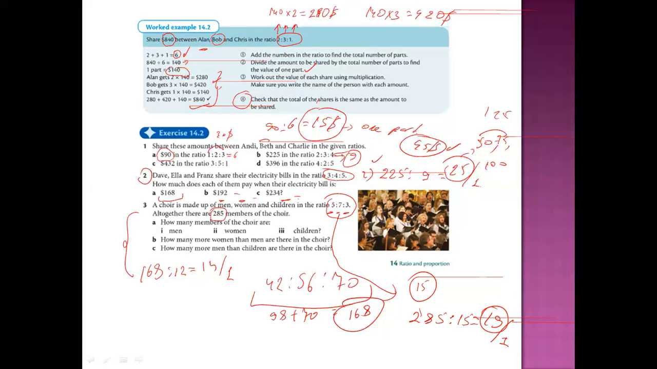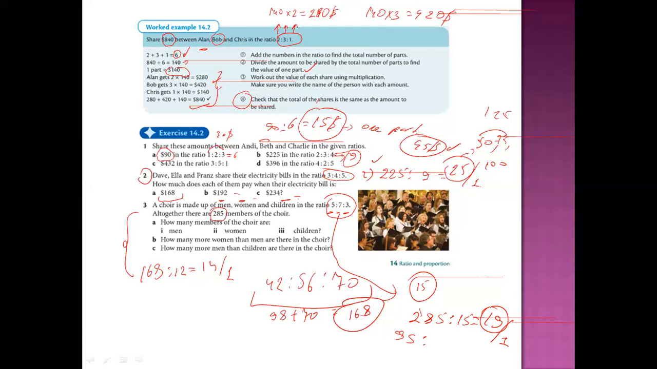For example, in the ratio, as you see here, the number of men is 5. Okay, so we will multiply 19 by 5. You will get 95. Am I right? Yes. And the second group, women, 7 times 19, you will get the number of members of women.